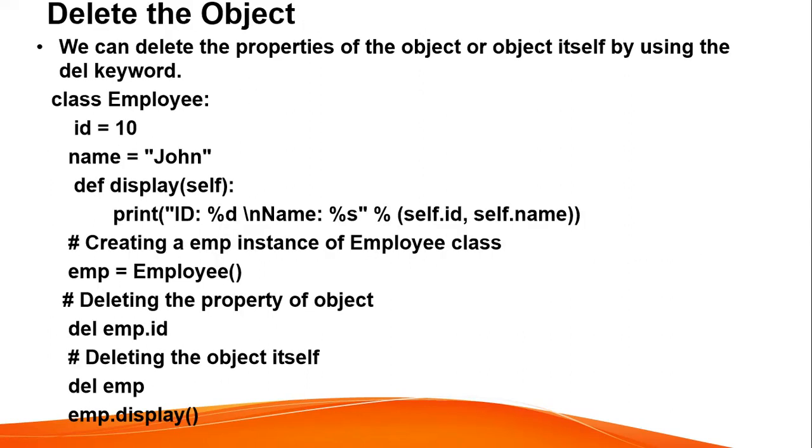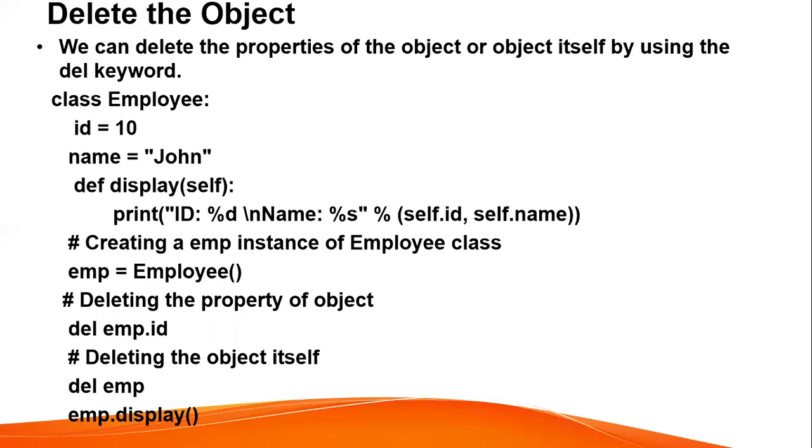Here another one, deleting the object. We can delete the properties of the object or the object itself by using the del keyword. Here we can see the example: class employee, id is given as 10, name as John. Here def display, self, print id, creating an employee instance of the employee class. Emp is equal to employee.